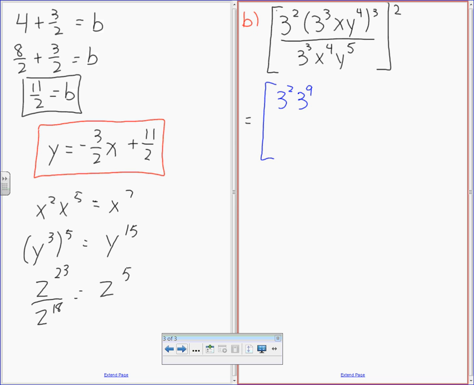Multiply the 3 by the 3 outside the bracket. Good. Can you finish up the numerator, please, for me, Cassidy? Go ahead. X to the 3. Good. Y to the 12. Great.